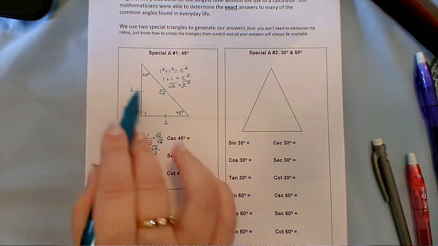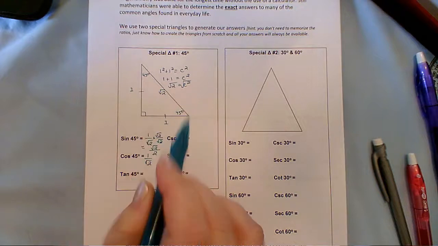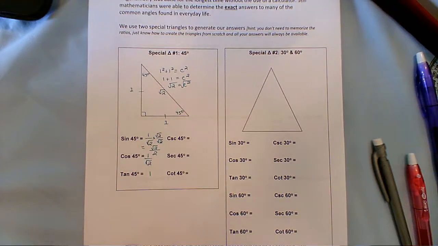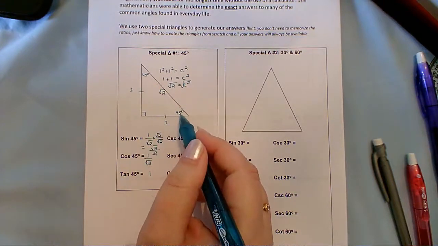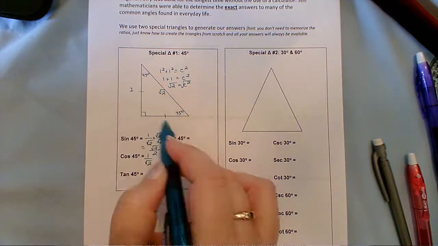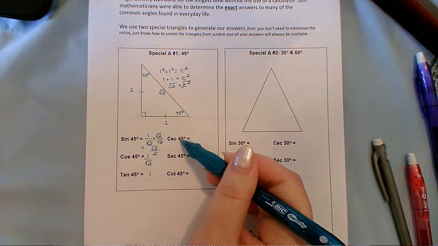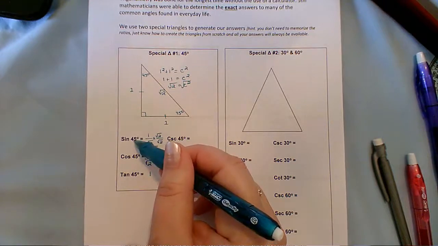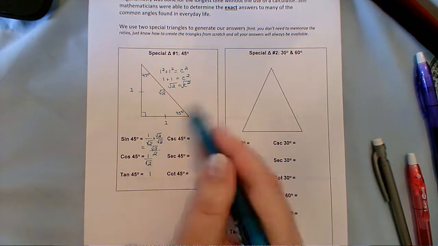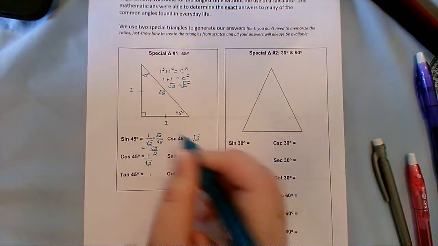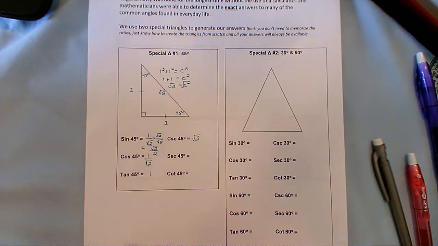And tan of 45 is opposite over adjacent, 1 over 1, which is just 1. So tan of 45, the slope of a 45-degree line, is 1. Now csc, cosecant. Remember, cosecant is the reciprocal of sine. So we flip this fraction, 1 over root 2, and we just get root 2.